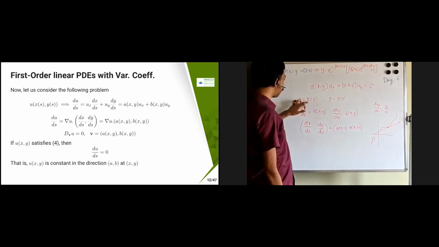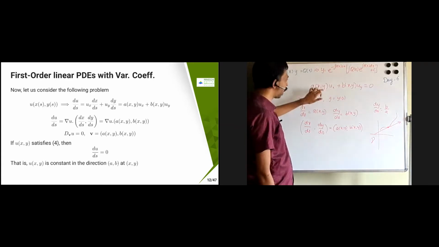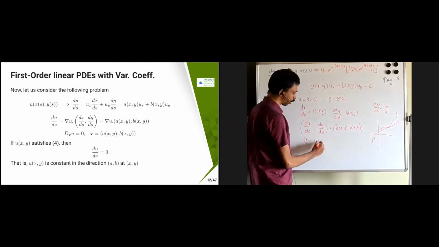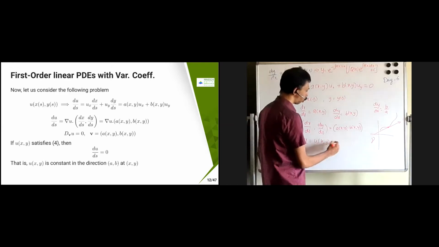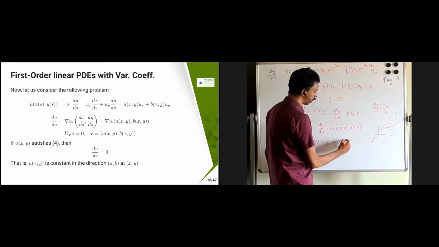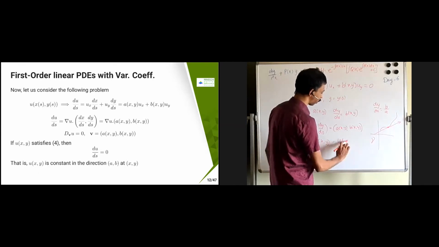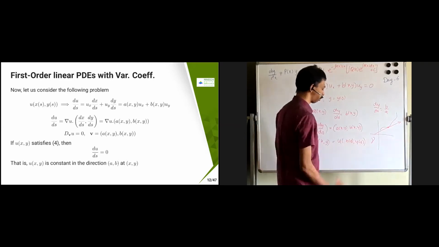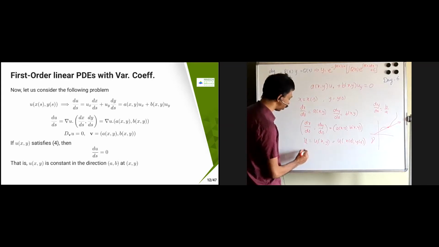Now I transform that into x equal to x of s and y equal to y of s. So u is nothing but u of x comma y, which I already transformed to u of x of s comma y of s. Now I'm trying to find the total derivative of this, du by ds.